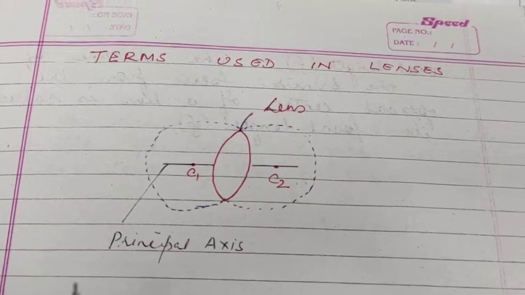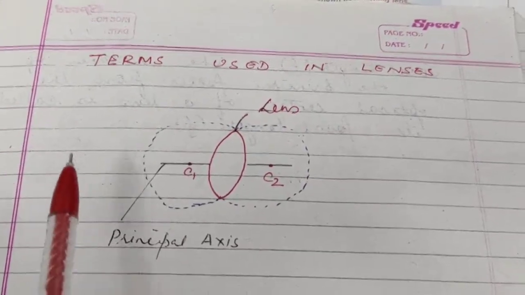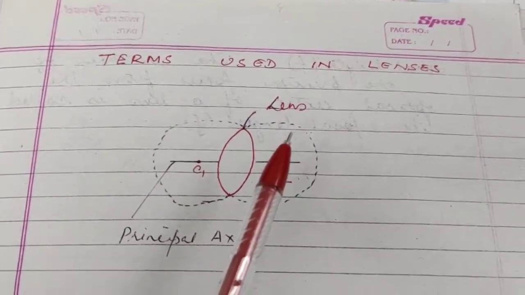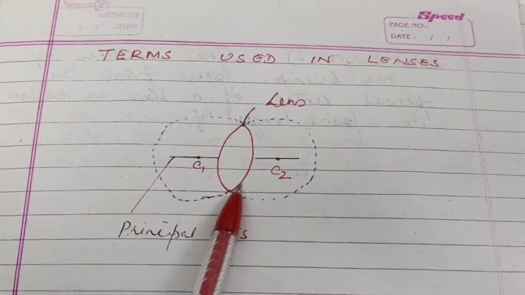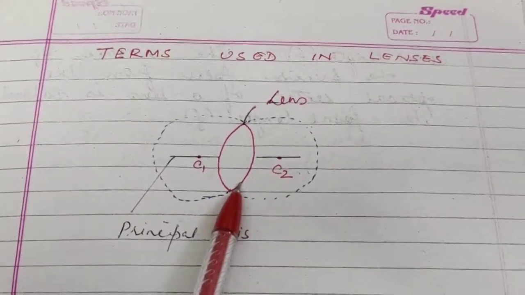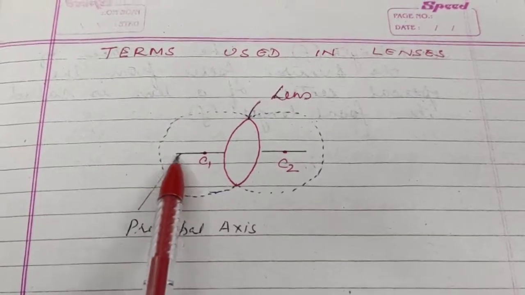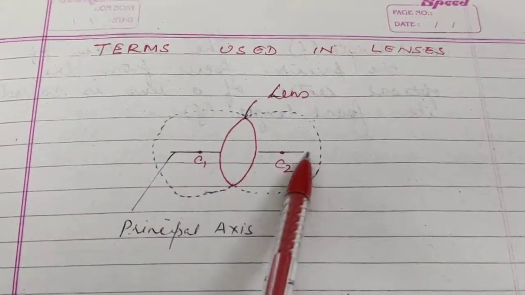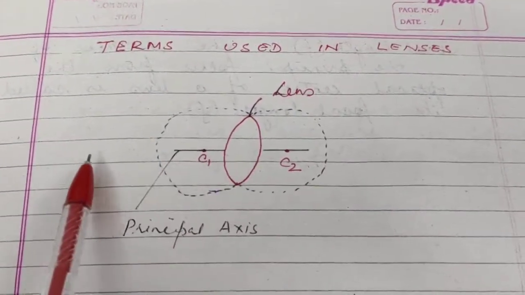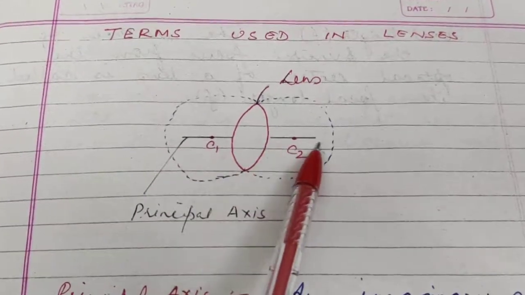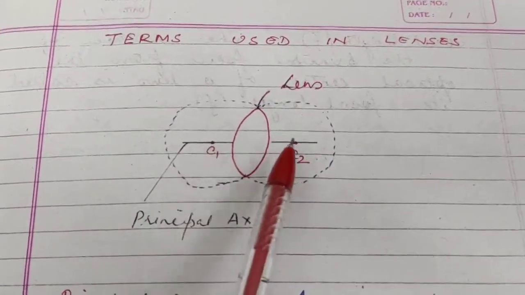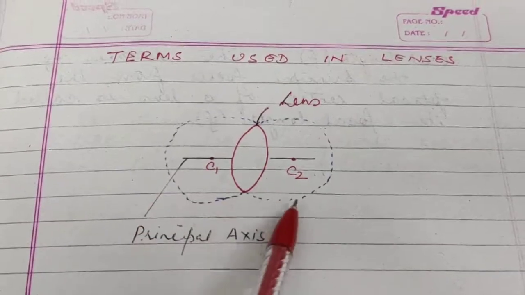Now let us understand some terms which we will be using in this chapter while making the ray diagrams. Now this is the principal axis. So what is a principal axis? It is an imaginary straight line passing through the two centers of curvature of the lens.